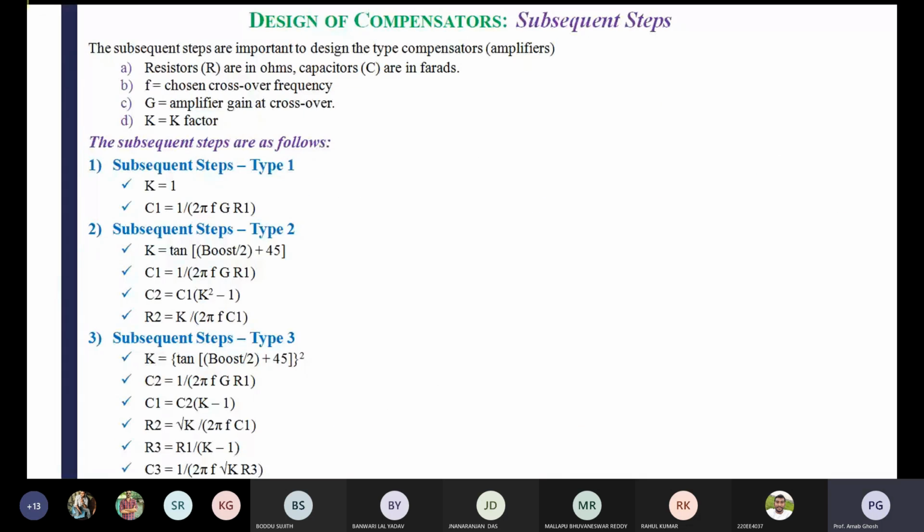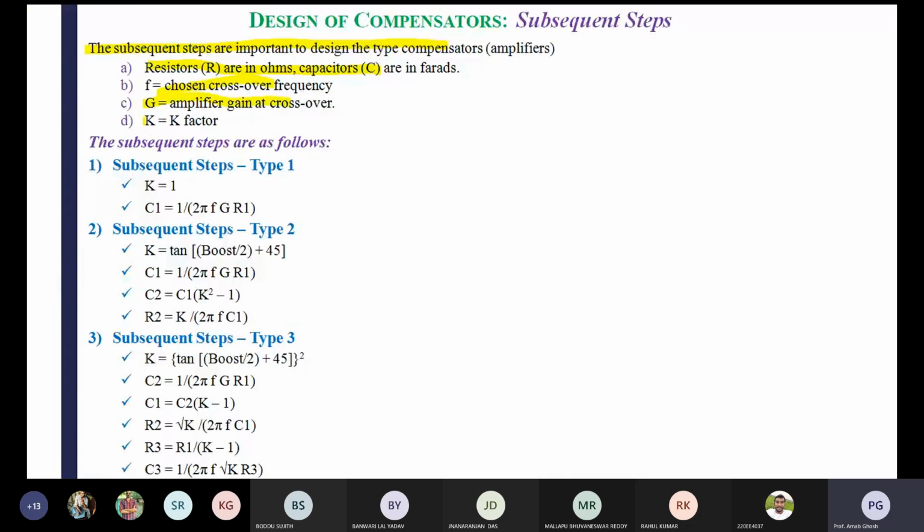The subsequent states, all the states are given. From the resistor R, the known capacitor in farads, all are given. F is the chosen crossover frequency, and this is the amplifier gain at that crossover value. K is the K factor value. So the subsequent states are already there.